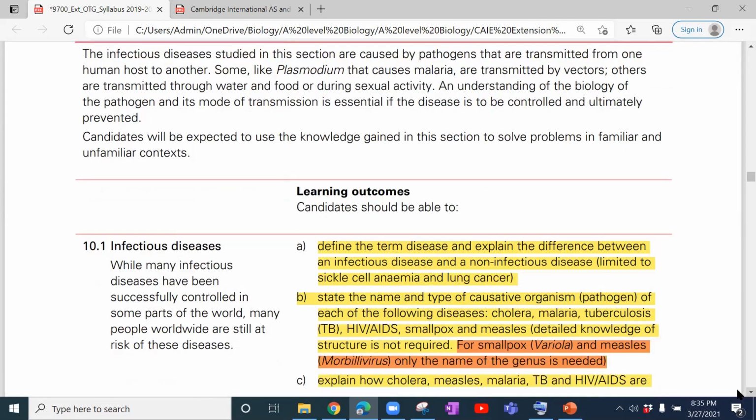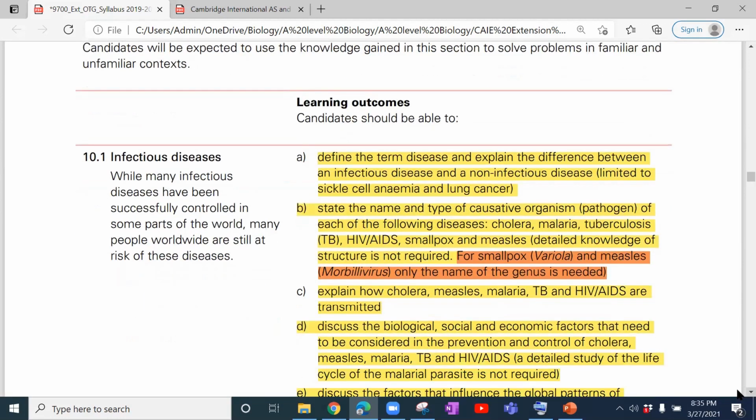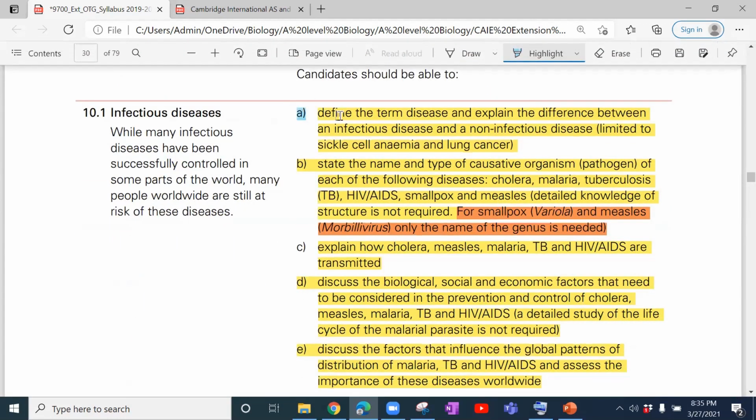In today's lesson, we're starting chapter 10, infectious diseases. It has objective 10.1, which says: define the term disease and explain the difference between an infectious disease and a non-infectious disease, limited to sickle cell anemia and lung cancer. State the name and type of causative organism, the pathogen, of each of the following diseases.